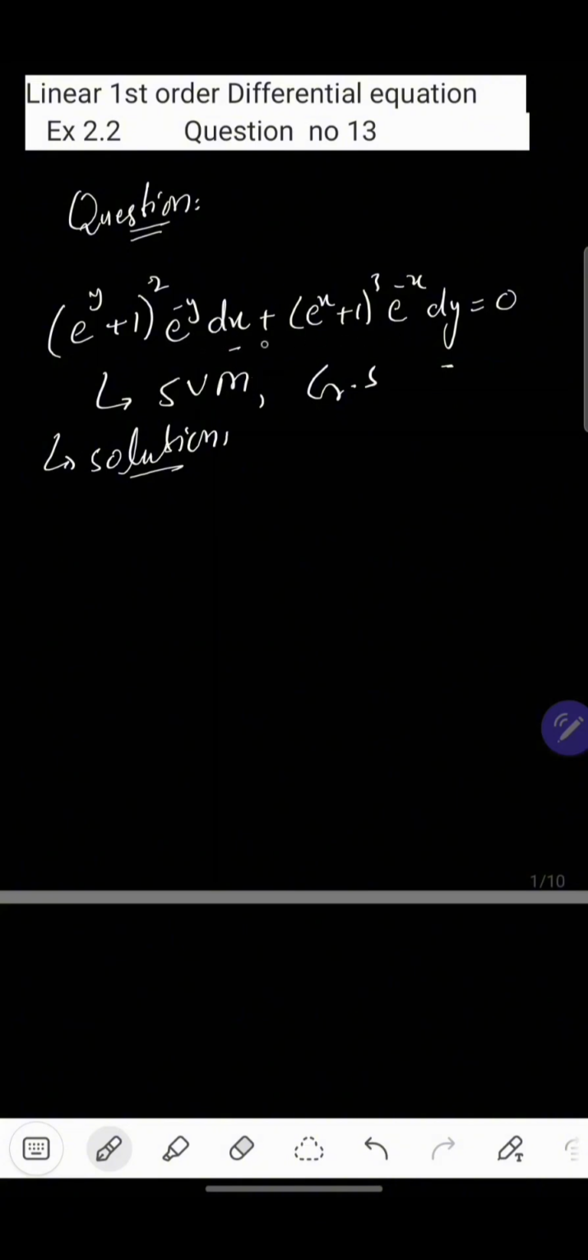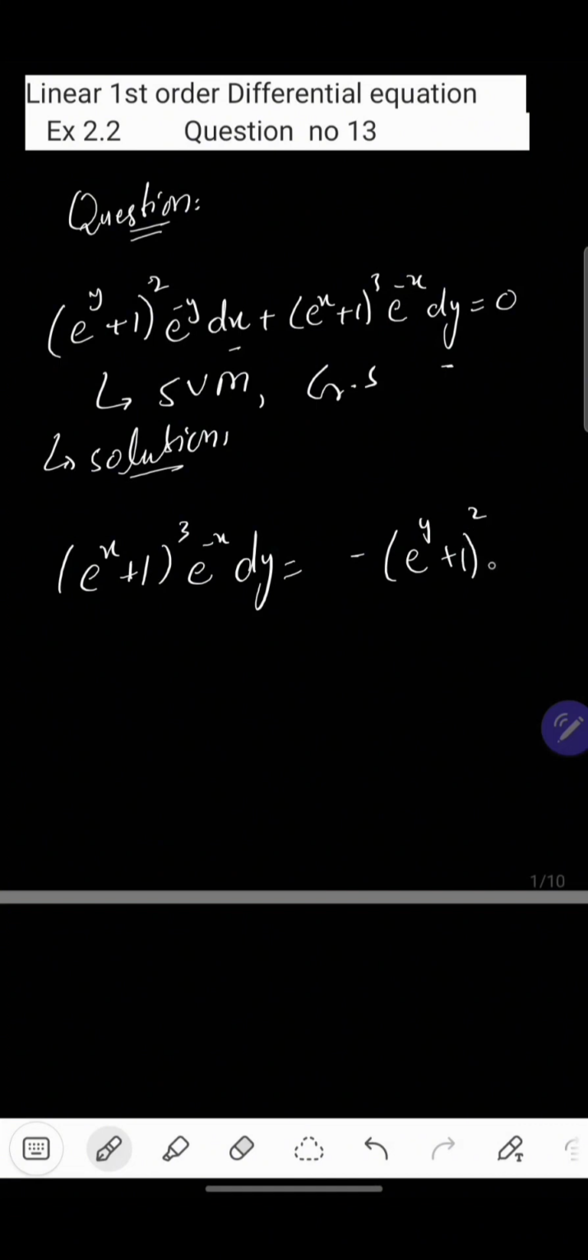If we analyze this equation, we can see that two types of variable are present. One is y in the power of e and the other is x, which is also in the power of e. So we shift this term to the right side of the equality. On the left side we get (e^x + 1)^3 e^(-x) dy, and on the right side we get (e^y + 1)^2 e^(-y) dx.